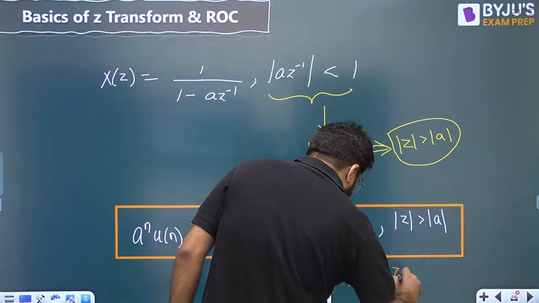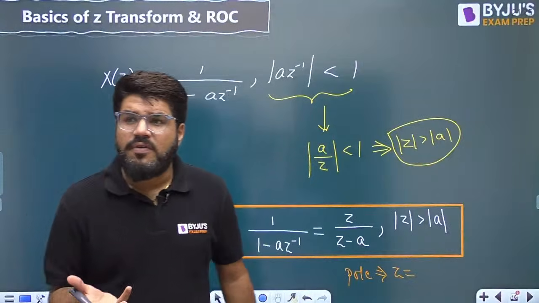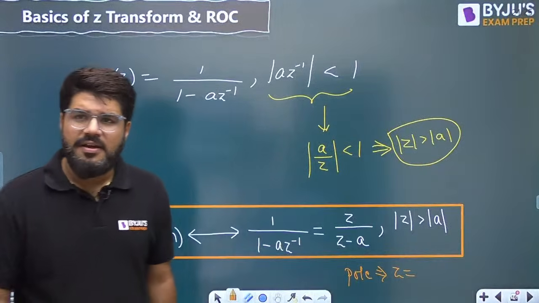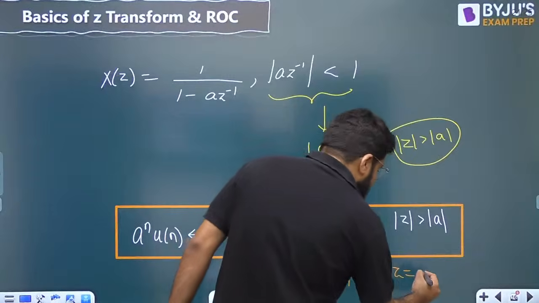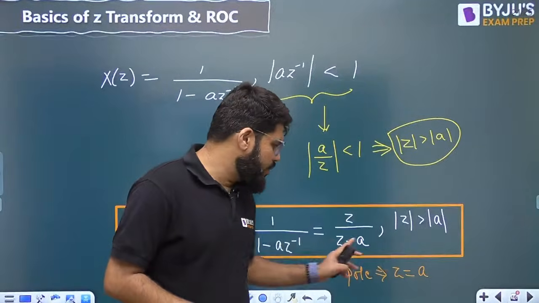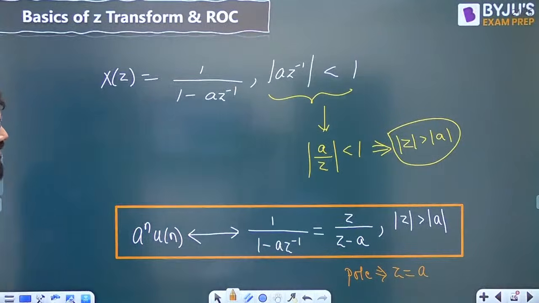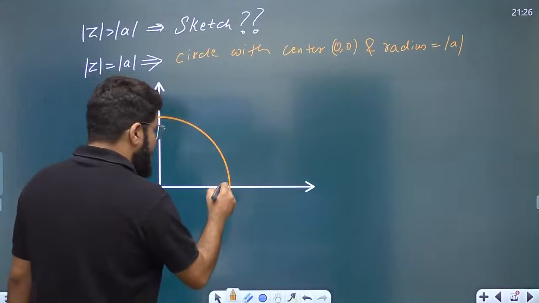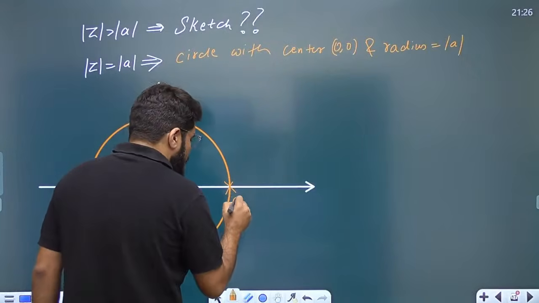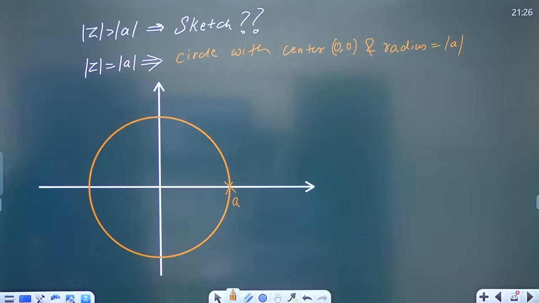I hope you all know what a pole is. Pole is the value of z for which the function is undefined. So if you take z equal to a, it becomes a upon 0, which is undefined. So the pole is z equal to a. Let me also mark down the pole here. The radius is also equal to the magnitude of a. This is the circle.